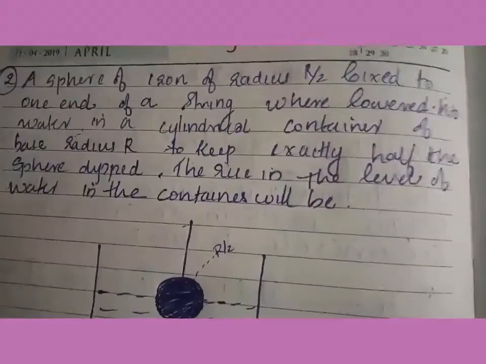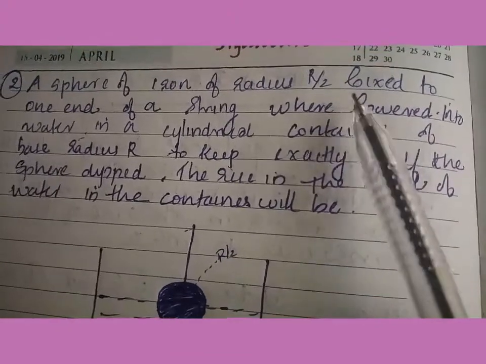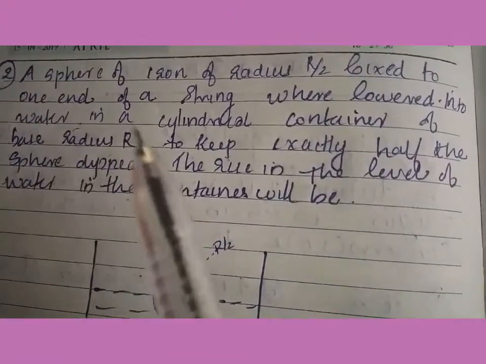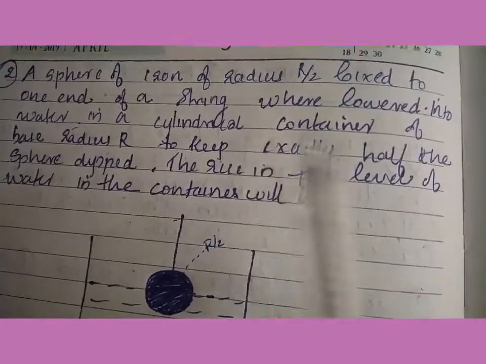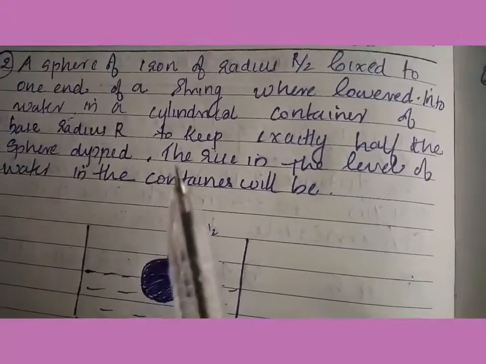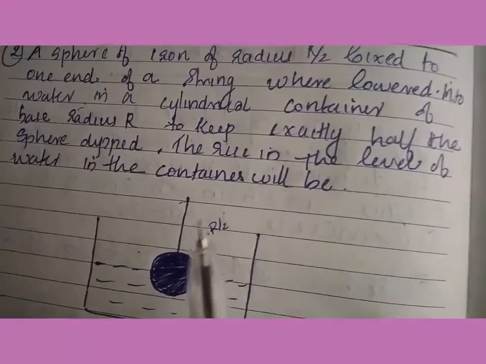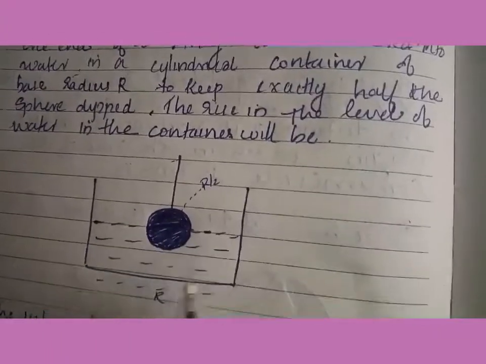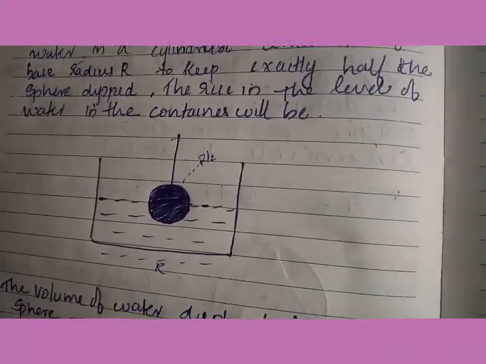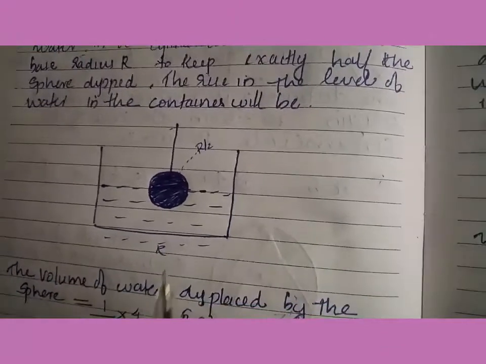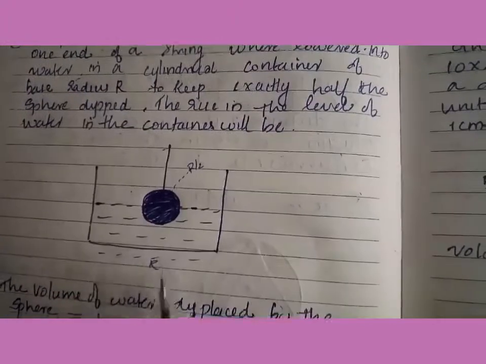Very easy. Second problem: a sphere of iron of radius r by 2, fixed to one end of a string, was lowered into water in a cylindrical container of base radius r to keep exactly half the sphere dipped. The rise in the level of water in the container will be. Here in this figure, the sphere is half dipped in the water, and the sphere has a radius of r by 2.